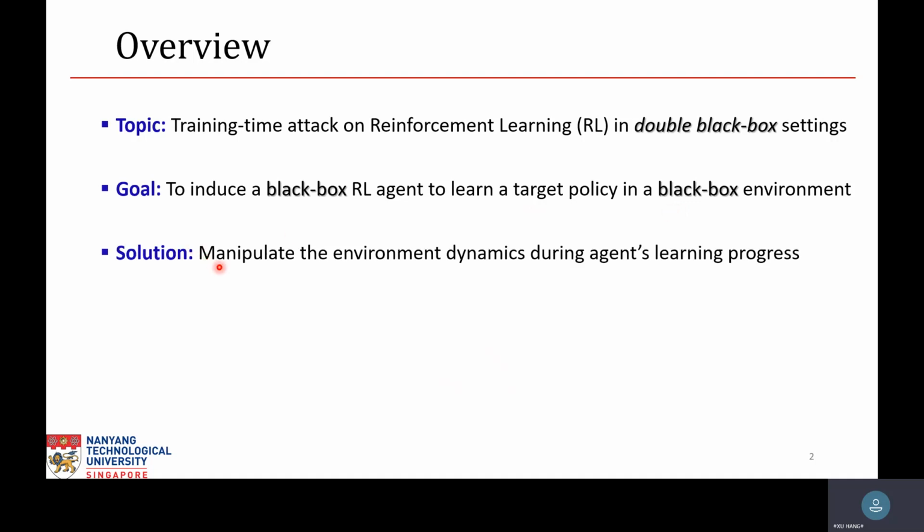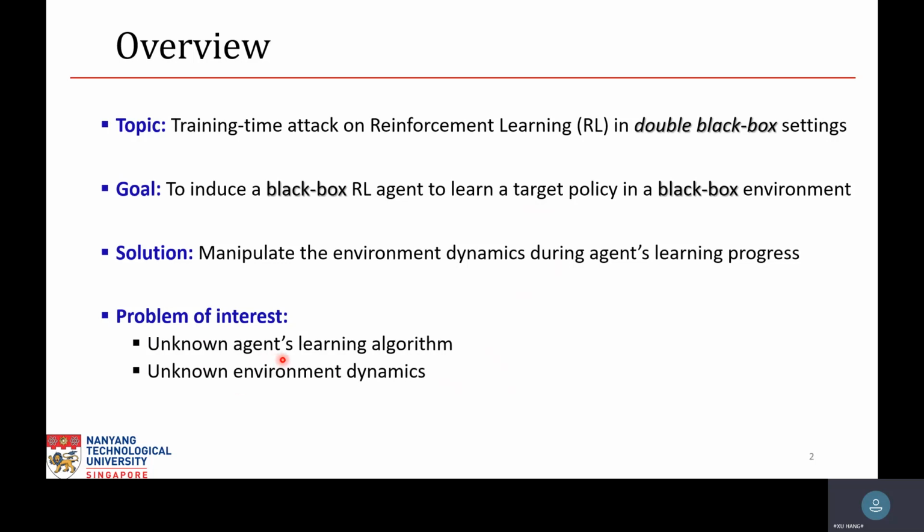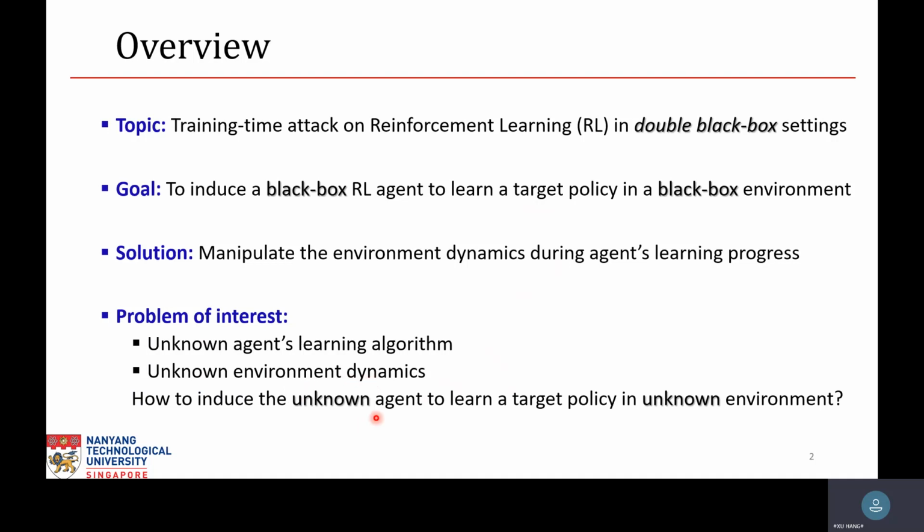To achieve this goal, we will manipulate the environment dynamics during the agent's learning process in order to drive the agent to learn in a specific direction. And the problem of interest is: if we have no idea about how the agent learns its policy, and if we don't know how the environment responds to the agent's specific action in the learning process, how can we drive the agent to learn a specific policy in the unknown environment?